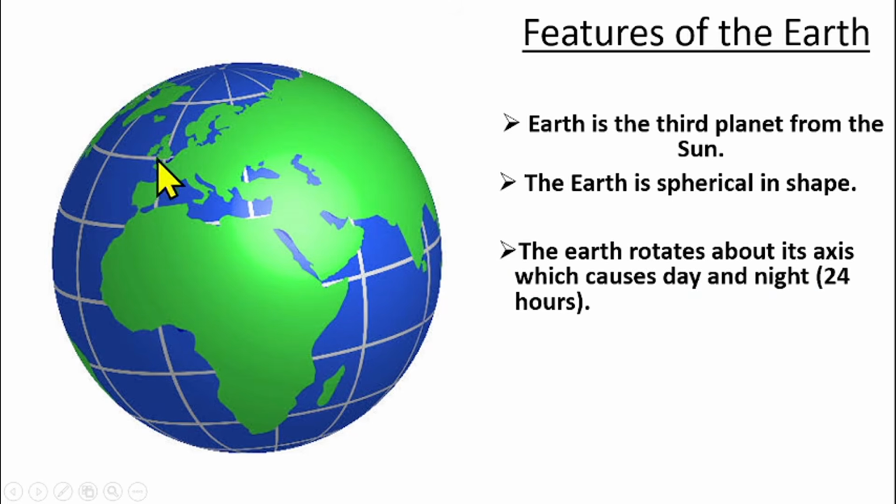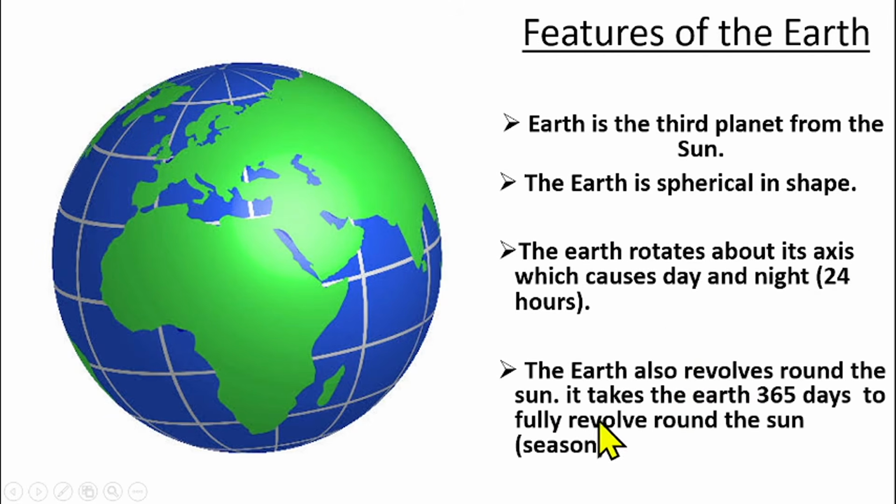While some parts of the Earth experience day, that means they are facing the sun currently. So some other part of the Earth will be experiencing darkness, which means they are not facing the sun. This causes day and night in the rotation of the Earth.